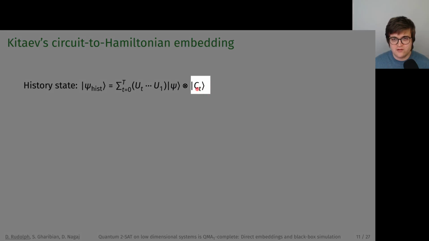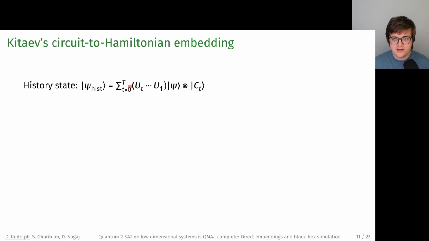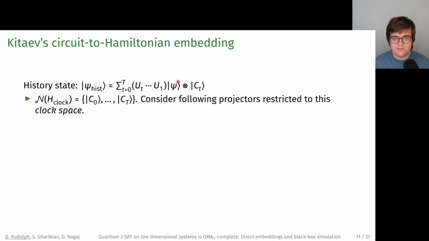Each C_t is a logical time step which encodes the time step t in tensor product with a substate psi to which the gates U1 to UT have been applied. We have all time steps of applying a circuit gate by gate in superposition. Here we have some Hamiltonian H_clock whose null space is spanned by these time steps. In the following, let's just consider our projectors restricted to this clock space, which is the span of C0 to CT.